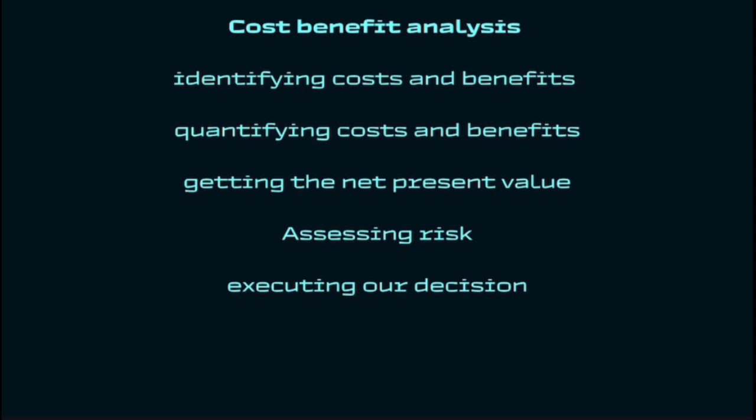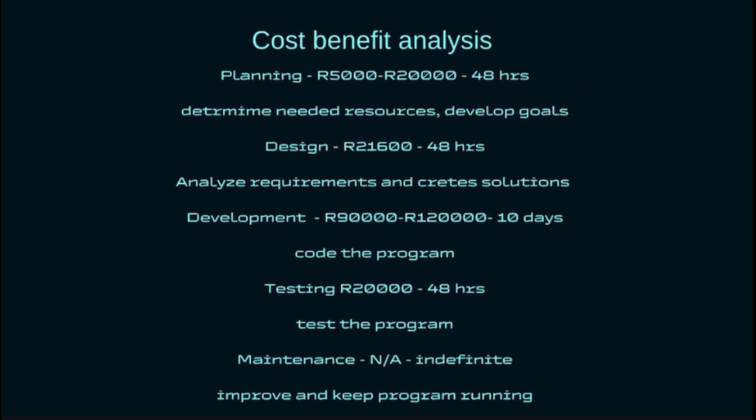The next step would be assessing your risk, which is basically checking whether the costs outweigh the benefits or whether the benefits outweigh your cost, and this will help you with the final step, which is making a decision. Once you have put together all of this information, the next best step would be to execute your decision. And that is pretty much a basic overflow of a cost benefit analysis.